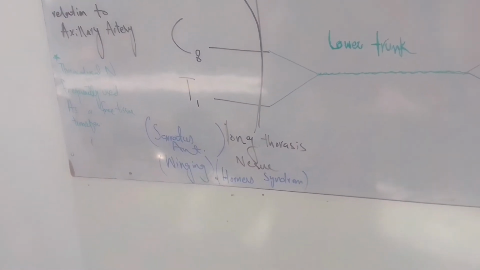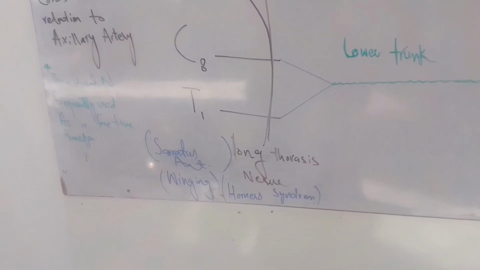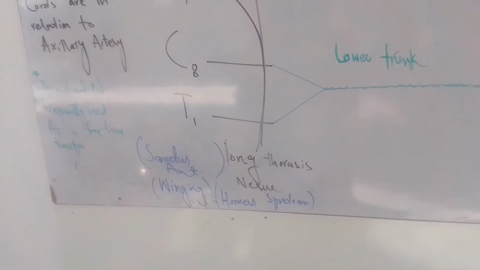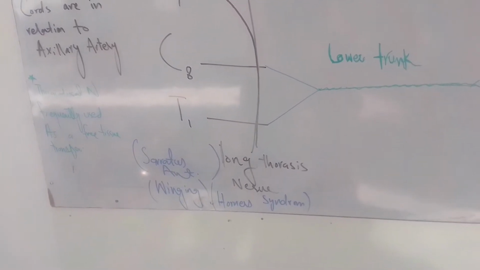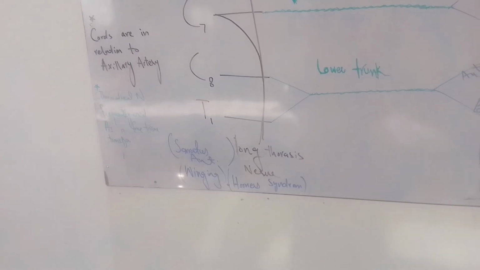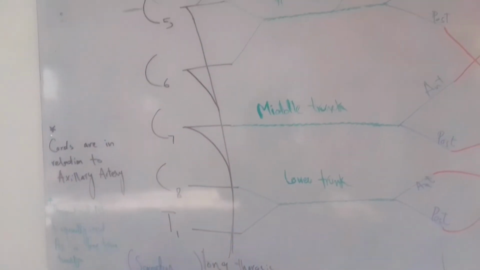The long thoracic nerve originates from C5, 6, 7 and supplies the serratus anterior muscle, and its injury causes winging of scapula and Horner syndrome.